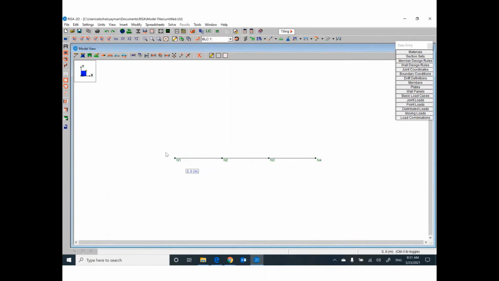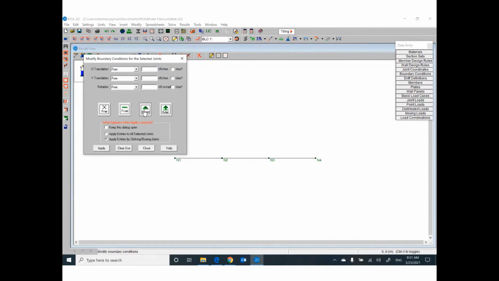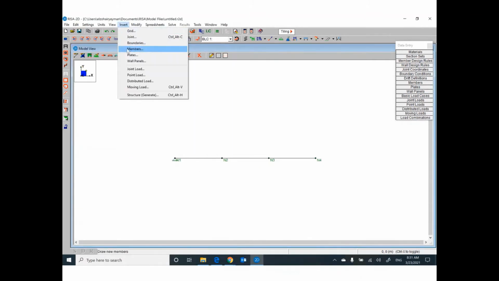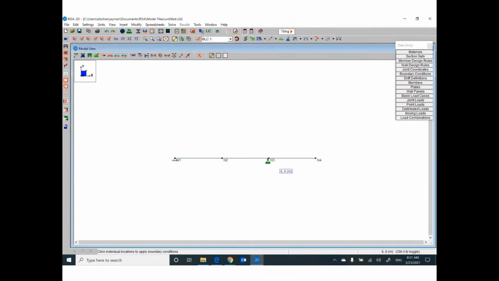At this node, we have hinge. So insert boundaries. We have bend. Apply. Here you go. One more time, insert boundaries. We have roller. Apply. Here you go.